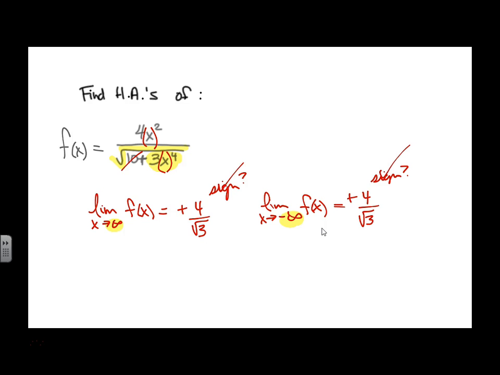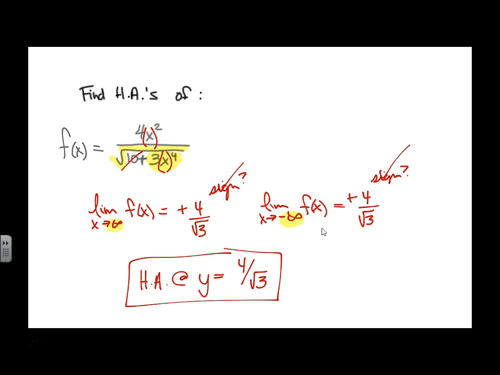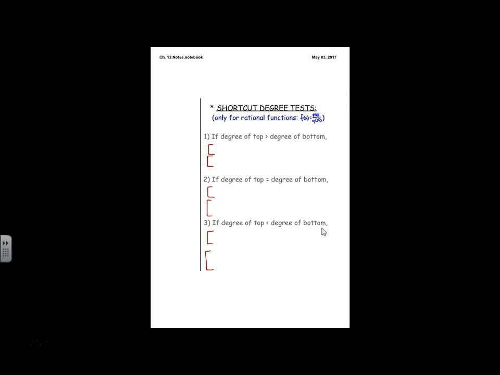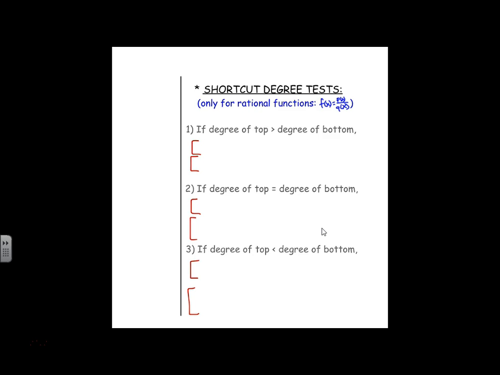Well then, question kiddos, what's my horizontal asymptote? Do I have 1 or 2 or none? 1. I have only 1, and it's positive. And we're doing calculus now, so let's not waste time on rationalizing. So, with that, what's our shortcut for the degree test?